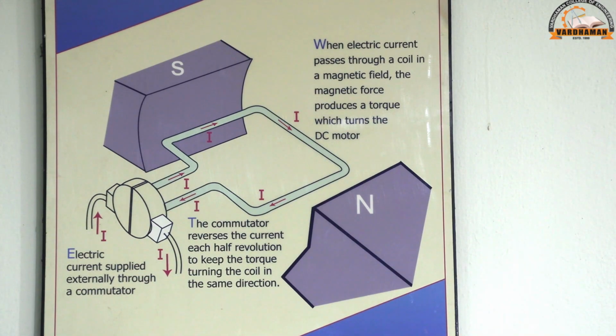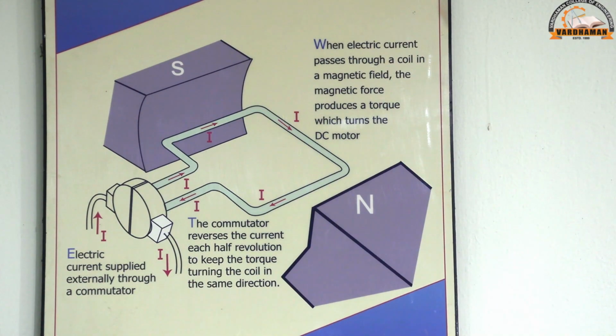Even though it is a DC motor, everyone knows that a current carrying conductor will produce a magnetic field around the conductor. So the current flowing through the coil will produce magnetic flux around the conductor, and that current carrying conductor is placed in between the magnetic field of the North Pole and South Pole. It is a permanent magnet, so by virtue of its nature, it releases magnetic flux from North Pole to South Pole. Within that magnetic flux, we are placing a current carrying conductor.